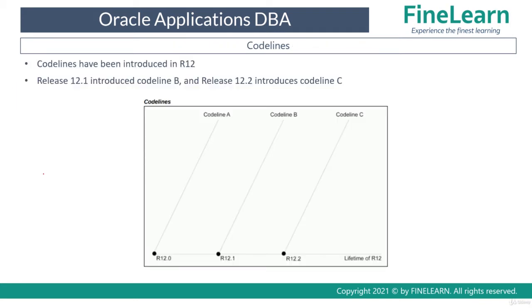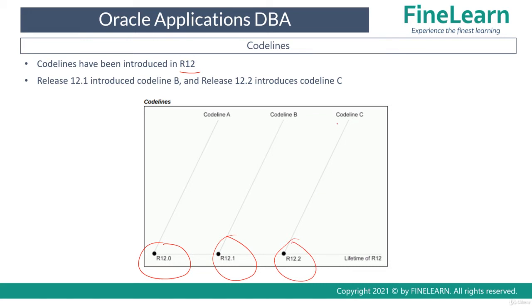So what is a code line? A code line is usually associated with a specific version of the release. These were introduced in R12. In R12, first they started with code line A, that is release 12.0. Code line B stands for release 12.1 and code line C stands for release 12.2.